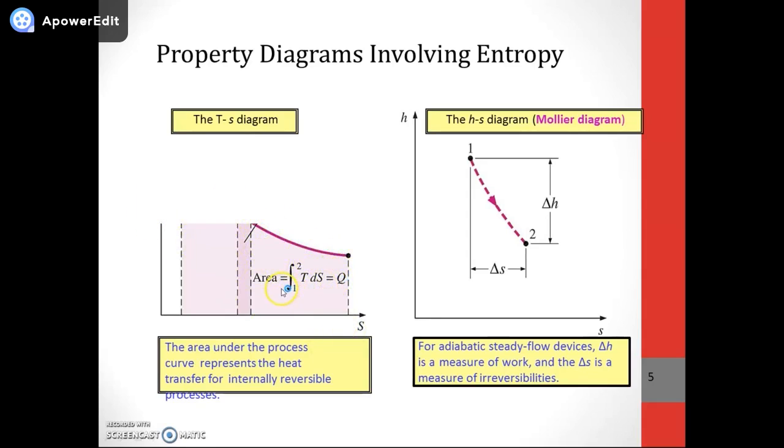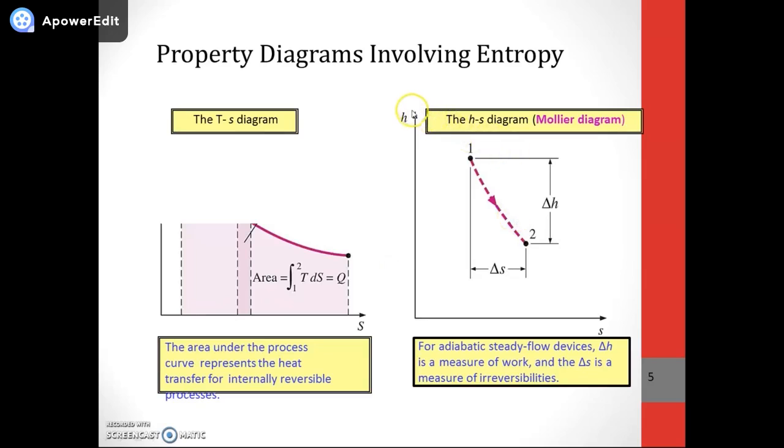Under the curve, T dS equals Q. So the heat is the area under the curve of T versus dS. The area under the process curve represents the heat transfer for internally reversible processes. This is the TS diagram.